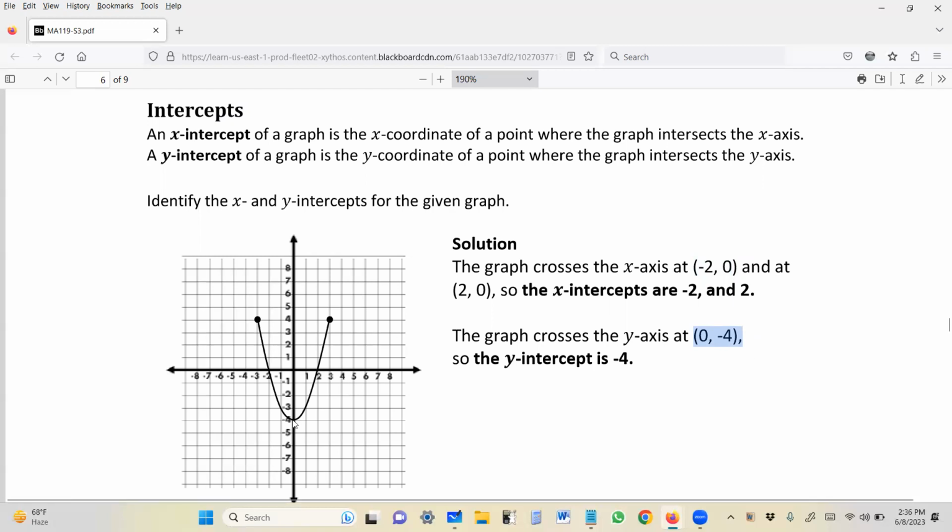So in this case, take a look at the graph. I have 2 x-intercepts. Look at the x-axis. The graph of this parabola crosses at (-2, 0) and (2, 0) on the right. So we have 2. The y-intercept is the location where the graph crosses the y-axis right here in the middle, and the location is (0, -4). Now keep in mind the coordinates are always written x first and y second. So that's why the coordinate is (0, -4).